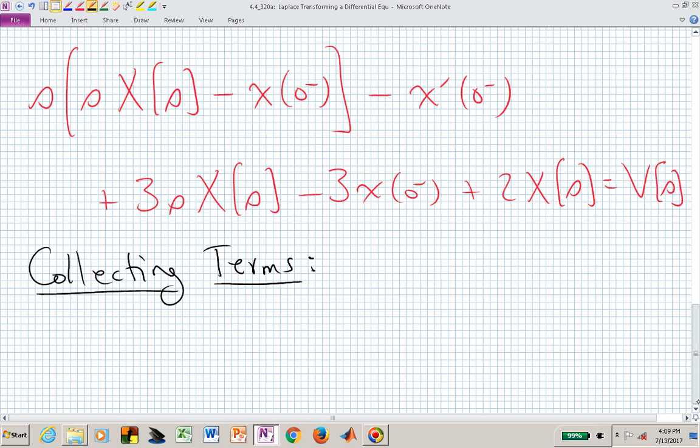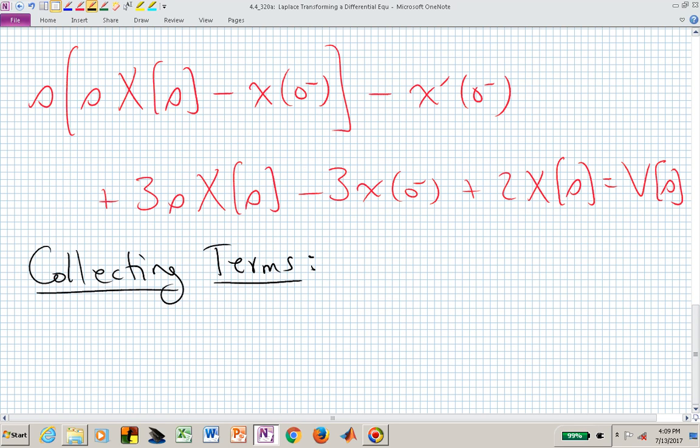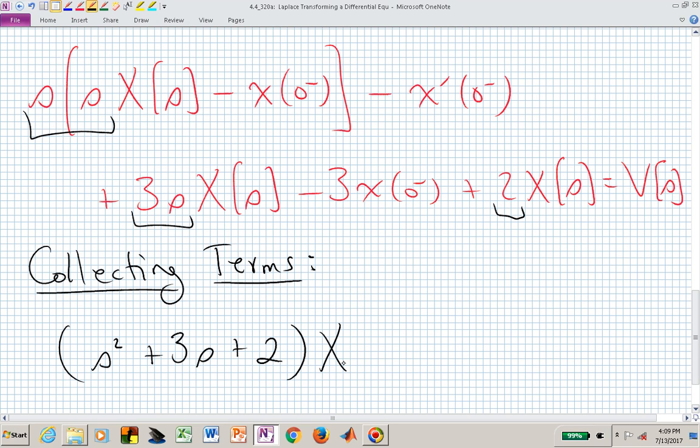Meaning, in some of these, we just have capital X of s, and we have that scaled in various ways. One of the ways it's scaled is with an s squared. Another way that it's scaled is with 3s. And another way that it's scaled is with 2. We now have taken care of all of the terms that are associated with the Laplace transform of the original waveform x of t.